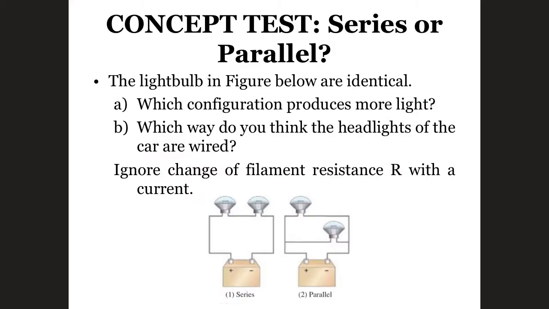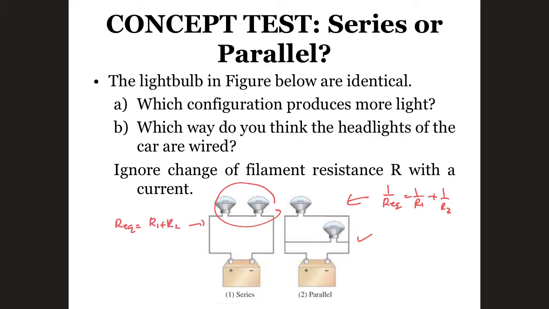So we are going to start with the concept test first. Okay, the light bulbs here are going to be identical. So which configuration produces more light? Whether it's going to be series or parallel. So definitely the answer is going to be parallel. The reason is because the resistance here is going to be less than the resistance here. Because 1 over R equivalent equals 1 over R1 plus 1 over R2, which is going to produce a small resistance value in comparison with this one, where you are going to get a large value.